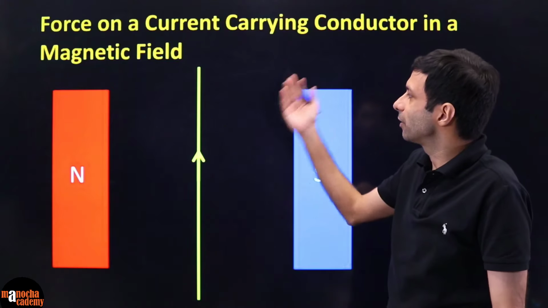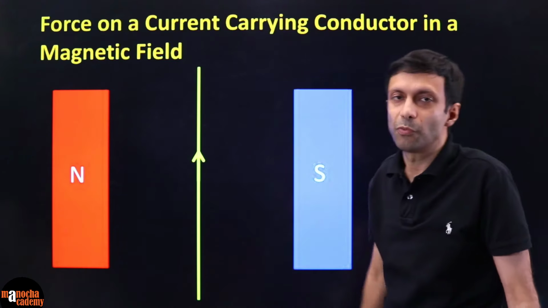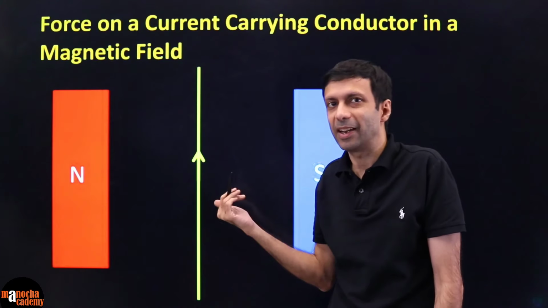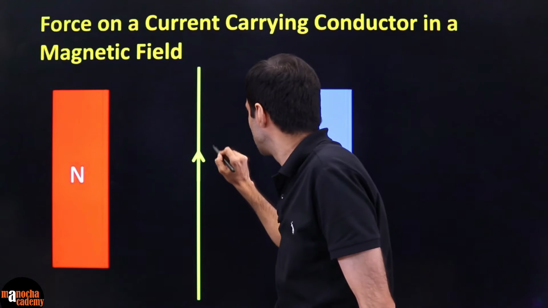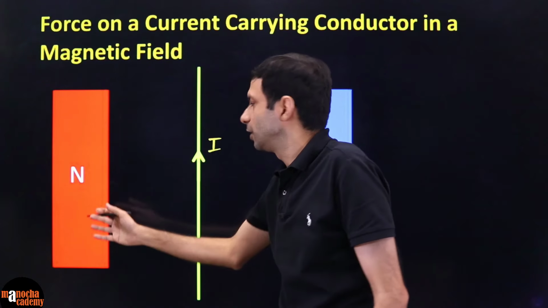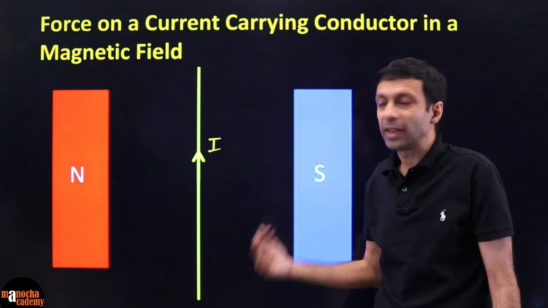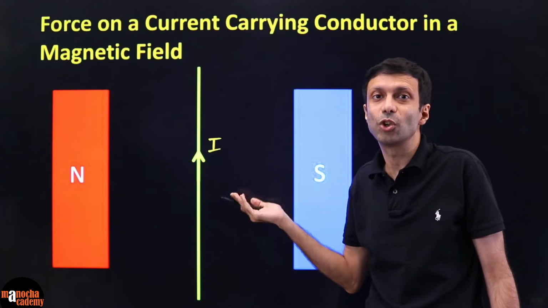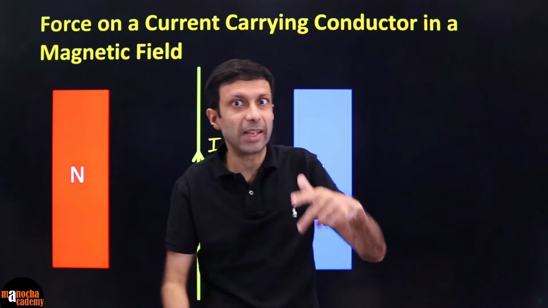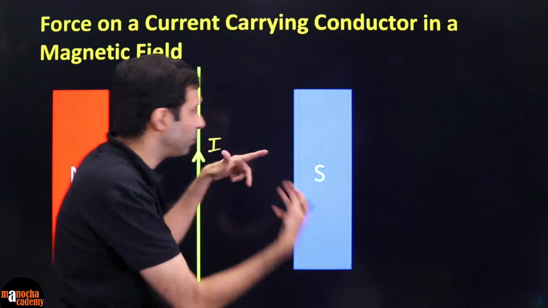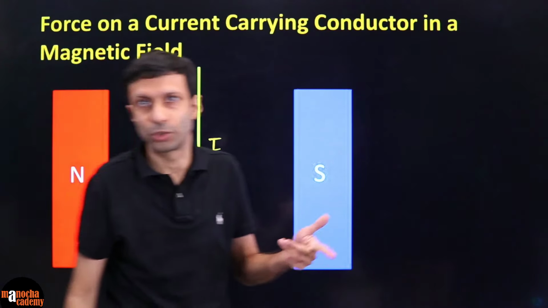Now, can you guys predict in this same diagram what is the direction of the force on this current carrying conductor? So let's say the current is switched on. So current is flowing through this conductor. These are my magnetic poles, north and south pole. Can you guys predict what will be the direction of the force? Again, using Fleming's left hand rule. So don't be lazy, pick up your left hand, align it with the screen here and try to predict the direction of the force.